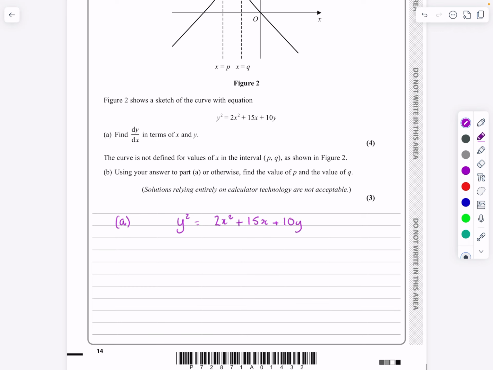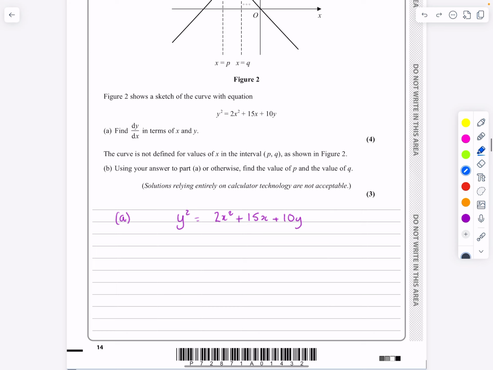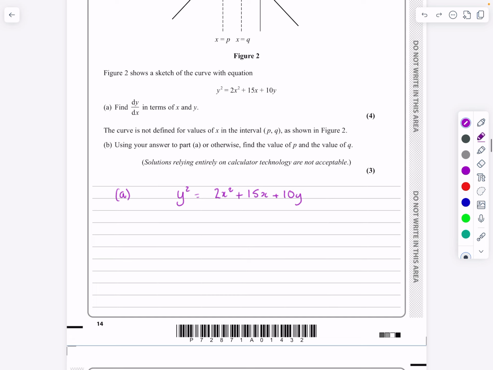they say find dy by dx. So if I'm looking at my function here, the y squared is going to be implicit differentiation, the 10y is going to be implicit differentiation. Those two you'd be able to do anyway, but let's go through and do it. So hopefully you remember, done enough revision to say, when I'm differentiating a y function, differentiate it as you normally would, so multiply by the power, take one off the power.